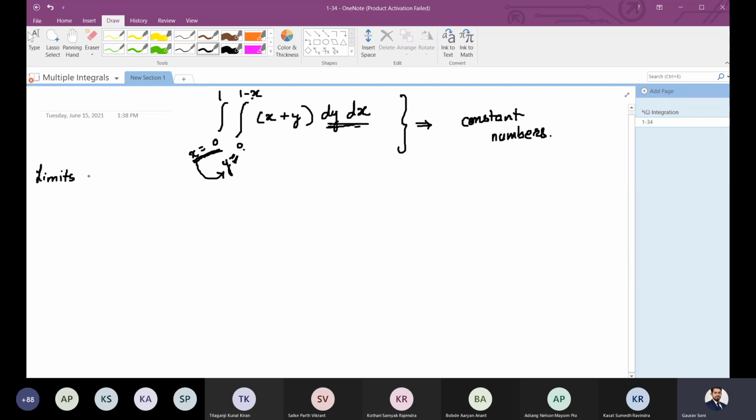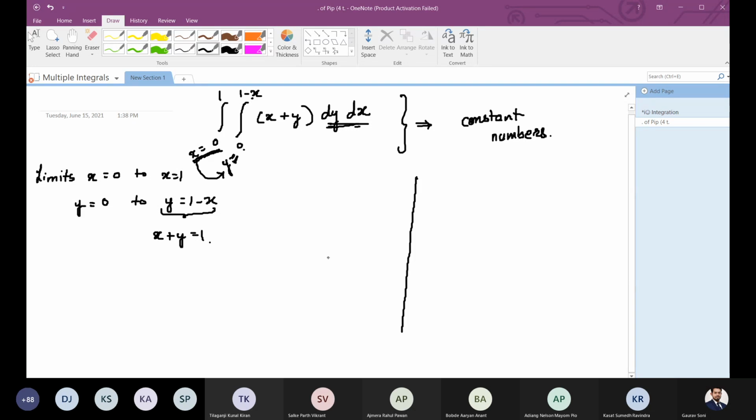So I'll write down the limits now. x is running from 0 to x equal to 1. What about y? y is running from 0 to y equal to 1 minus x. You can simplify this equation and you can see that this is x plus y equal to 1. Let's draw the diagram. And then what is the equation? x plus y equal to 1. What is this? This is a straight line.